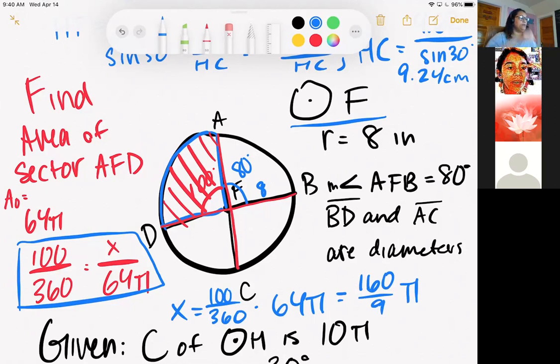How did I get 64 pi? Sure. So the area of a full circle is pi r squared. R squared. And the radius is 8. So we do pi times 8 squared.